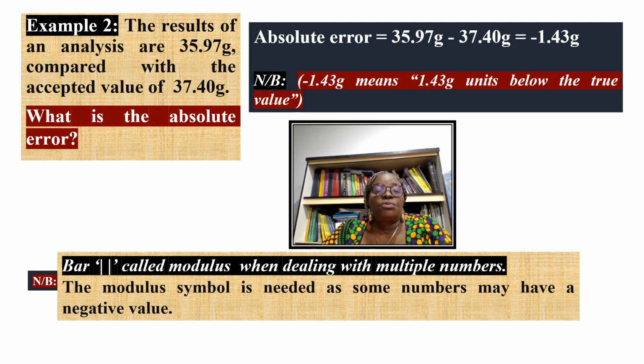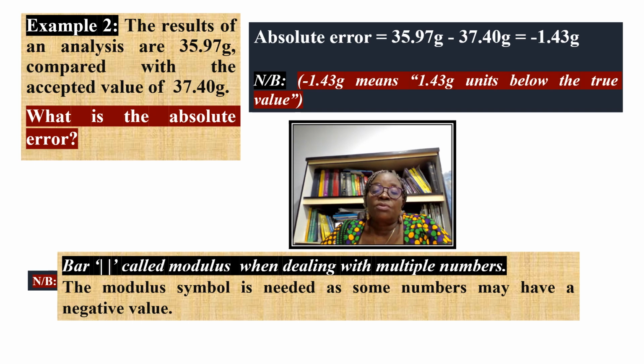Consider example 2. The result of an analysis are 35.97 grams compared with the accepted value of 37.40 grams. What is the absolute error? The absolute error is 35.97 grams minus 37.40 grams. In this error, you will have a negative value, minus 1.43 grams. It tells us that it is 1.43 grams unit below the true value.